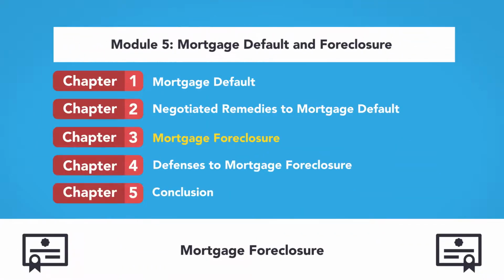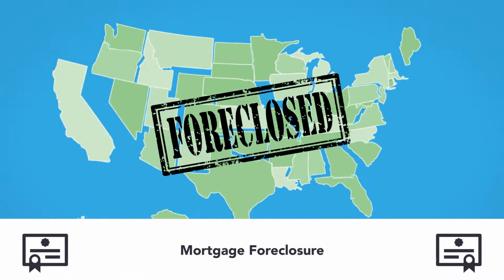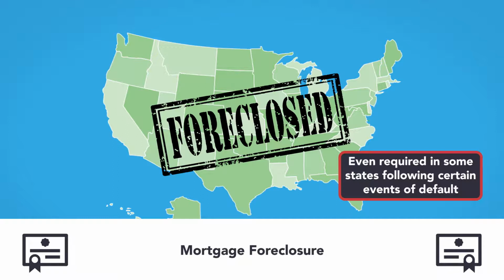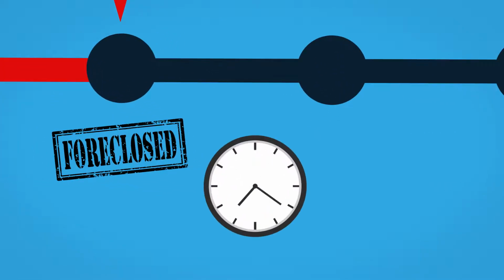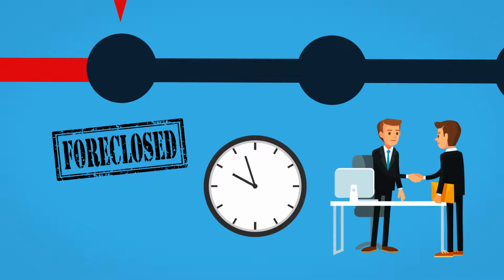Mortgage foreclosure. The process of foreclosure is allowed in all U.S. jurisdictions, and even required in some states following certain events of default. Foreclosures are often initiated in the initial stages of the default. The foreclosure process takes a long time, and negotiations may be made during this time.